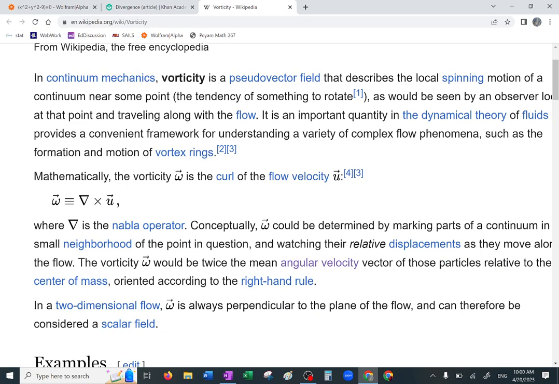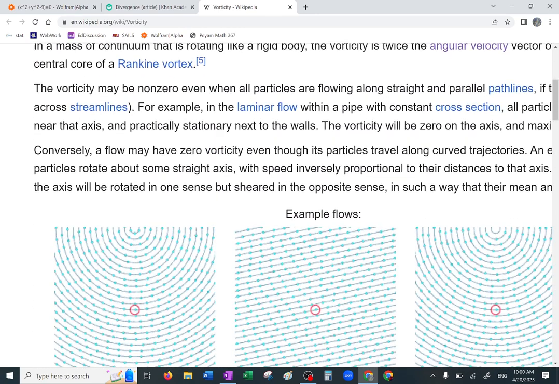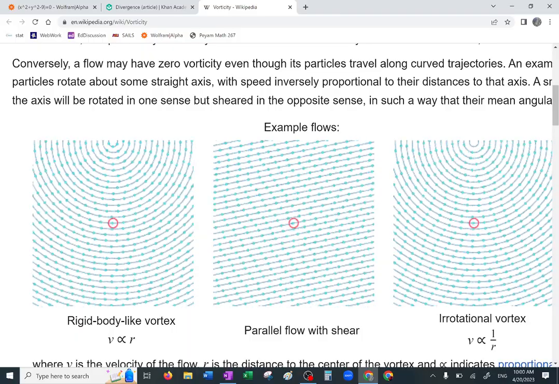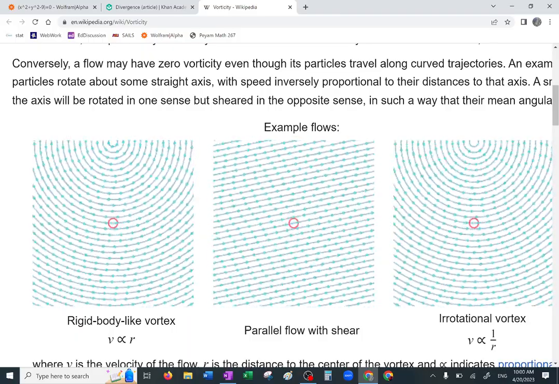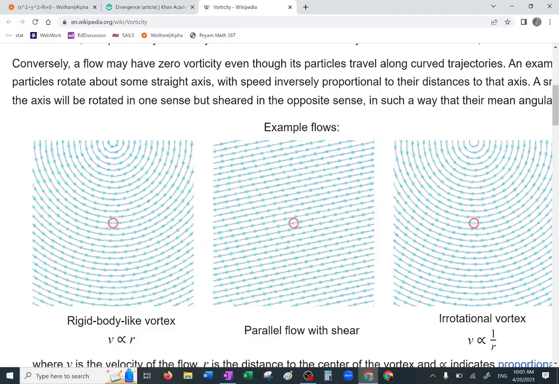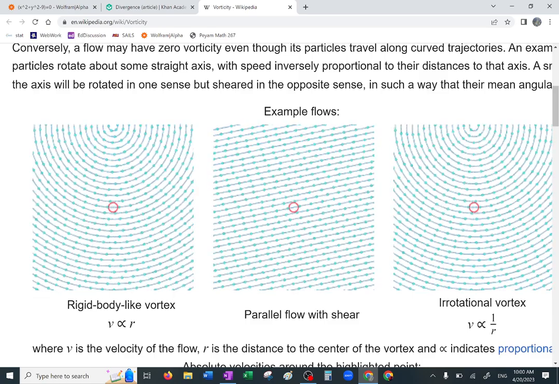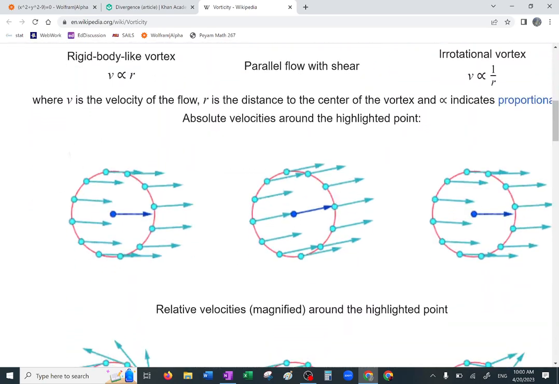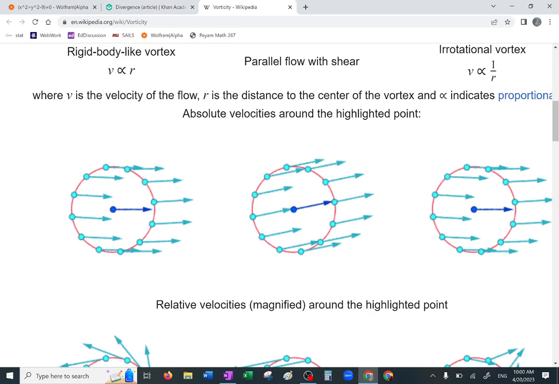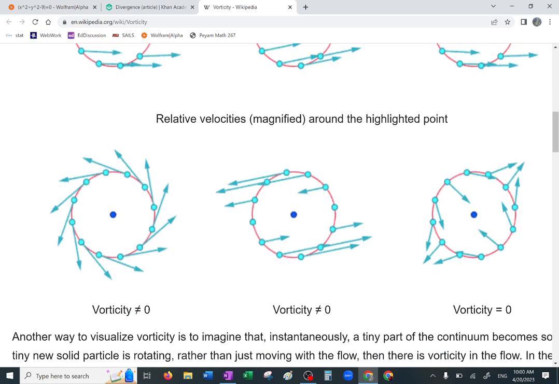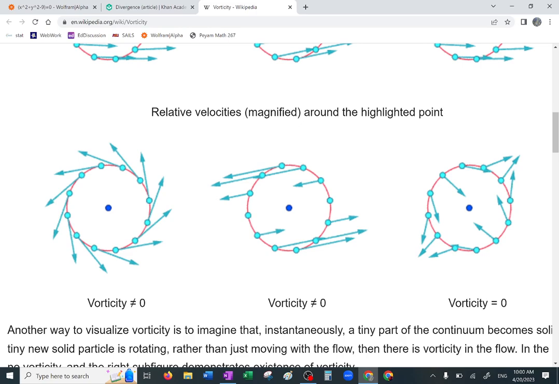Water, underwater, and tornadoes, and in space. So I found, okay, come on, look at this. Rigid body vortex, parallel flow with shear, and irrotational vortex. That is so cool. So Wikipedia has lots of cool animations as well. And then the quality of that will be described by the math, which comes from the cross product curl. And you can have different types of them. So relative velocities around the highlighted points, with zero velocity, not zero velocity, and so on.